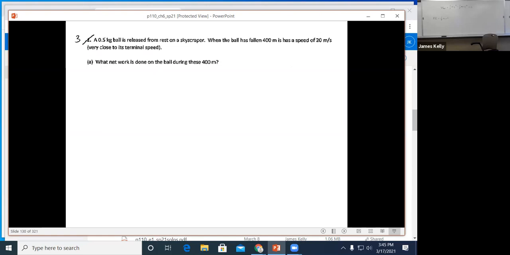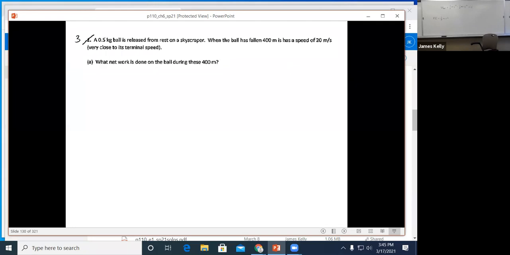In other words, if you keep waiting, it's not going to go much faster because there's a lot of air resistance by the time. So clearly it's not in free fall this whole time, right? We can't just use a equals 9.8, because if it's close to terminal speed, that means air resistance is not negligible.